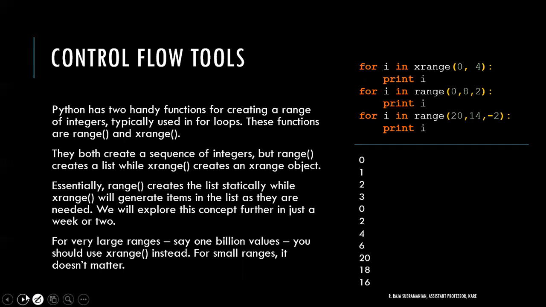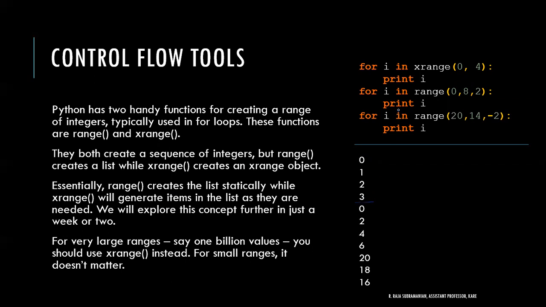If you use xrange, you will also get the same result, but usually it is used for a large number of values, a large range. If I need, I can say xrange, right? If I say here range of 0, 4 or xrange of 0, 4, I'll get 0, 1, 2 and 3 up to this.